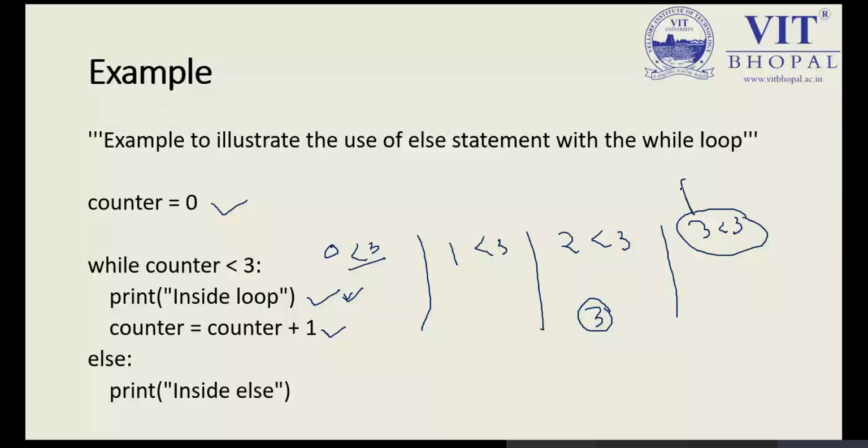And when the condition is false, it will jump directly to the else part. This syntax is known as while else. So this example is known as a while else loop. So we can use the else part with while. So print in the else.